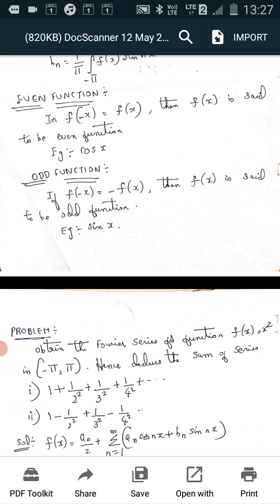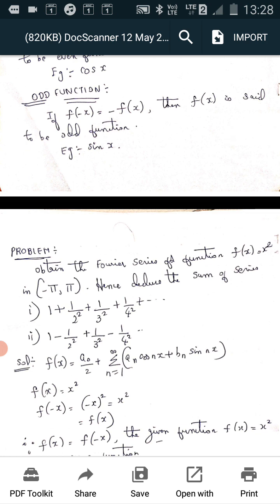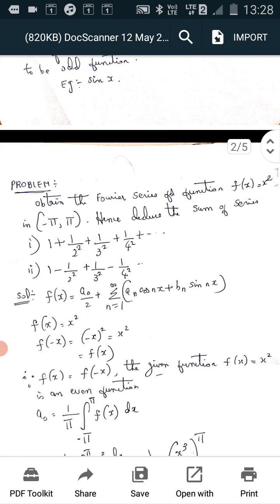For an odd function, if f of minus x is equal to minus f of x, then f of x is said to be an odd function. Sin x, because sin of minus x is equal to minus sin x, that is minus f of x. So sin x is an odd function. Let us see the simple problem.